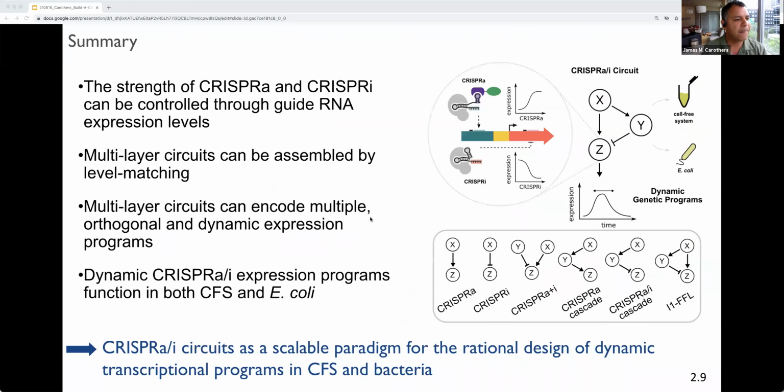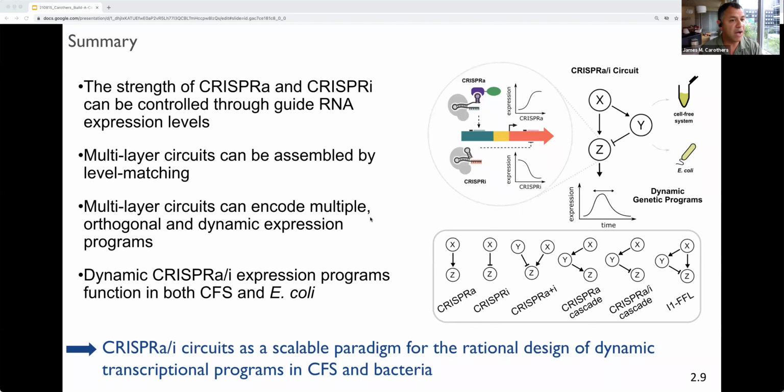All right, so let me briefly summarize this last portion, and then we'll wrap up here. So what we've seen is that the strength of the CRISPR activation and inhibition can be controlled through guide RNA expression levels. So that is, we can build these circuits that can operate through the regulated expression of guide RNA. So we aren't changing anything else except the guide RNA expression. We can build these multi-layer circuits by doing level matching between the CRISPR-A and I nodes. These multi-layer circuits can encode different orthogonal and dynamic expression programs.